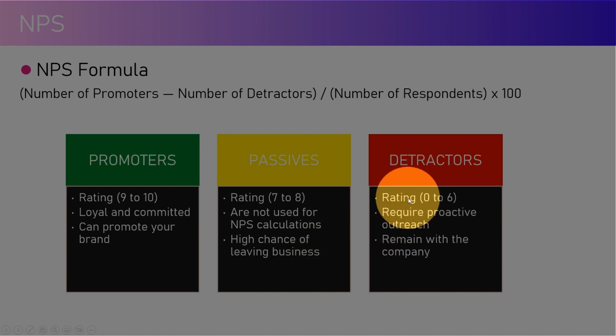Detractors are those with a rating of 0 to 6. They require proactive outreach. They will remain with the company because I believe the detractors may not have any other options, or they might not have sought any other option. They are just kind of fence sitters, and they would like to continue the service. However, they are not satisfied with your service or product. So maybe a proactive campaign may help you in converting those detractors into promoters.